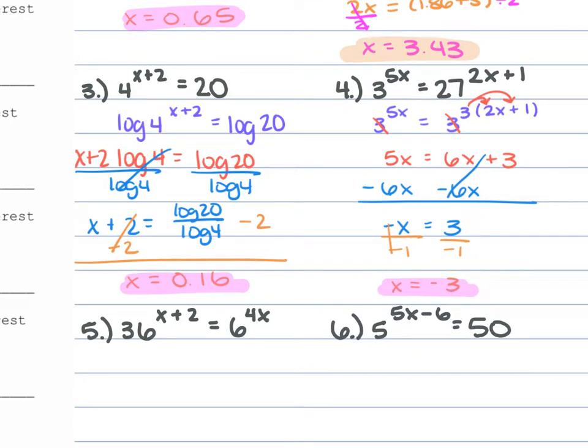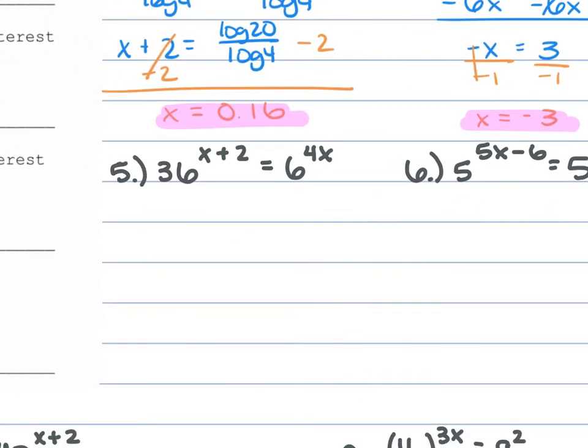For 5, we have 36 to the power of x plus 2 is equal to 6 to the power of 4x. So the 36 is going to become 6 to the second power times the power of x plus 2, and it's going to be equal to 6 to the 4x power. So from here, since our bases are the same, we're going to cancel them out. We're going to work with 2x plus 4 is equal to 4x. So I just distributed that 2 to work with the exponent there.